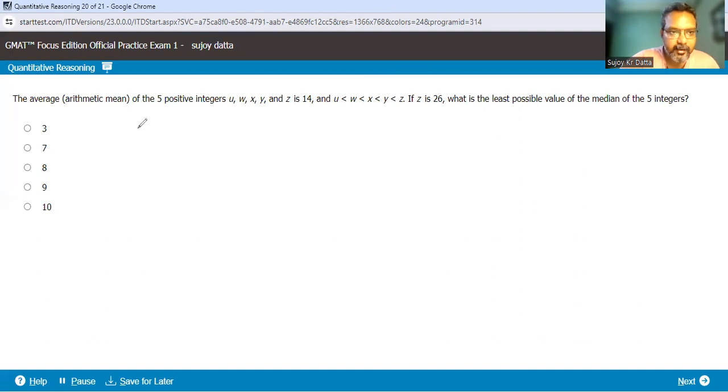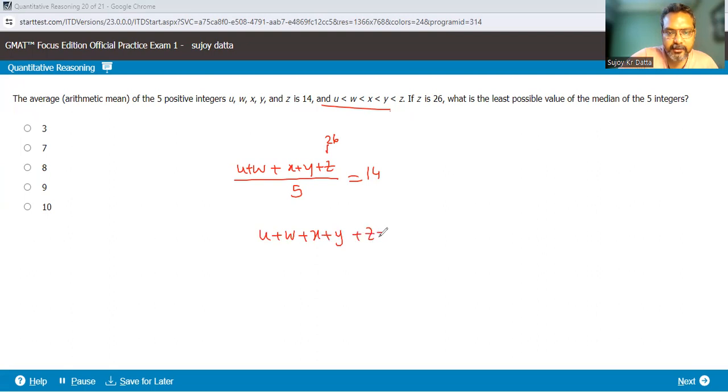All right, we have just two left. The average of the 5 numbers U, W, X, Y, Z, 5 of them is 14, and that's the order as well. Z is 26, so that means the largest number is 26. Okay, so that means U plus W plus X plus Y plus Z is 70, that is 26. So that means these four would add up to 70 minus 26, so that's 44.